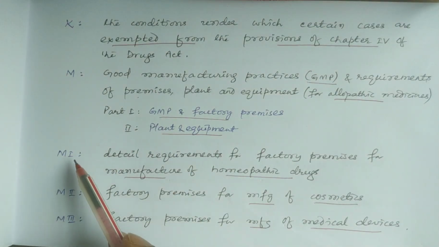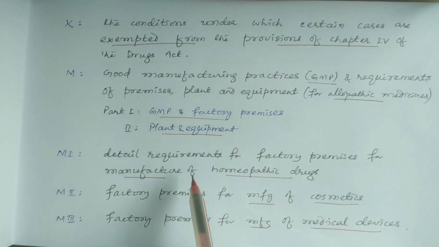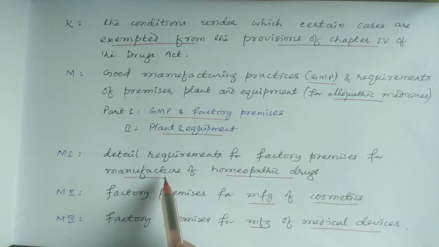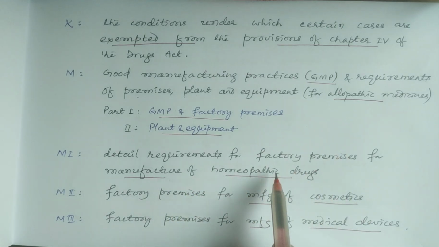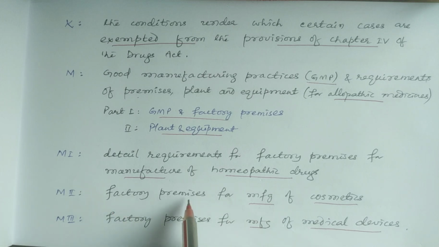Then Schedule M1, M2, M3. Schedule M1 deals with the detailed requirements of factory premises for manufacture of homeopathic drugs. For homeopathic drug manufacturing, requirements of factory premises, M1. For cosmetic manufacturing, requirement of factory premises, M2. For medical devices manufacturing, requirement of factory premises given in M3 schedule.